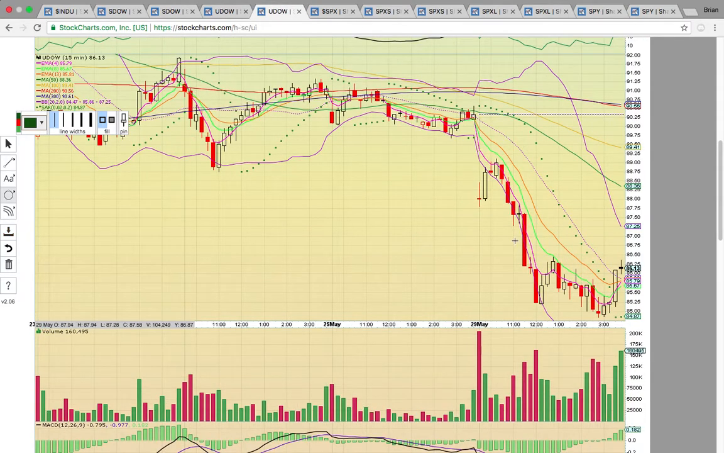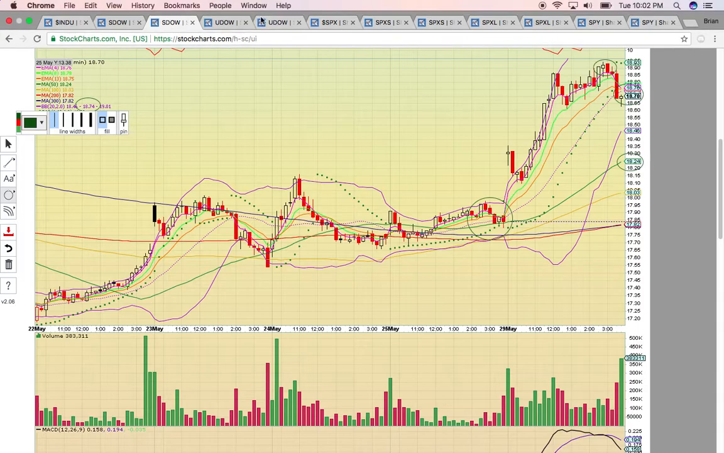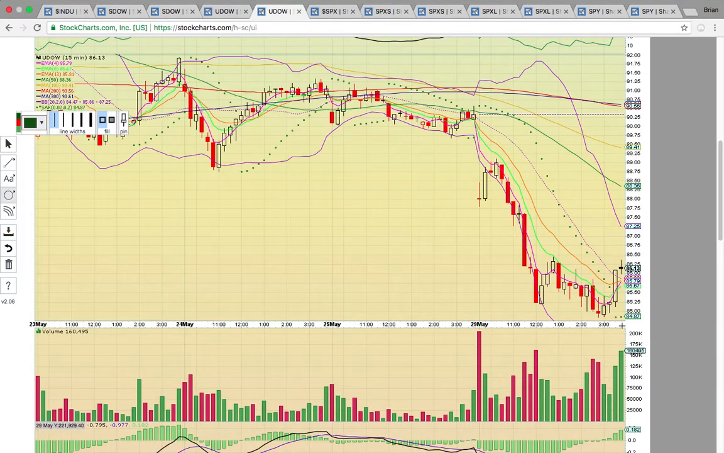So take a look at the 15-minute chart for UDOW. You can see how it was dropping while SDOW was rising. This was dropping, and so you can see it did close bullish. Okay, it got above the middle Bollinger Band. That's always the first step that we look for, and so if it can stay above 85, 86, that's the first step of getting this bounce going, getting the reversal.